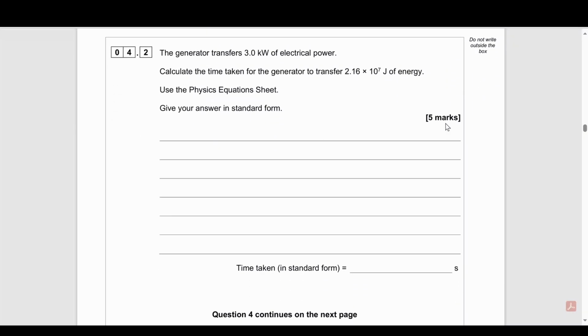Question 4.2. The generator transfers 3 kilowatts of electrical power. Calculate the time taken for the generator to transfer 2.16 times 10 to the power 7 joules of energy. Use the physics equation sheet. Give your answer in standard form. 5 marks. So again, we're looking for an equation, but it involves power, energy, and time taken. So that equation would be power equals energy divided by time.